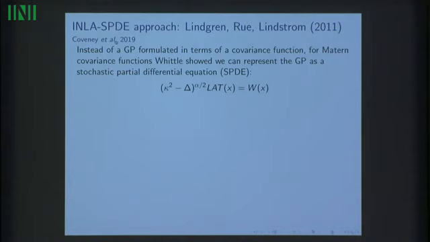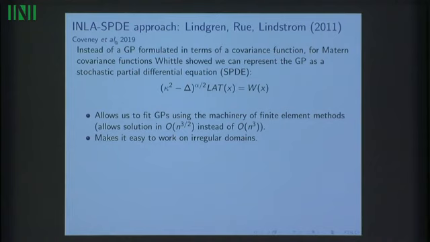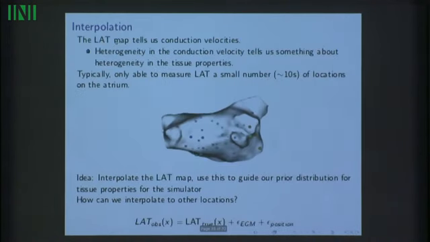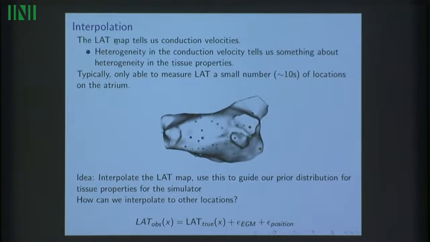Whittle showed that a Gaussian process with a particular type of covariance function can be represented as a stochastic partial differential equation. And once you've written it down as a stochastic partial differential equation, you can solve your Gaussian process calculations using the machinery of finite element methods. That has two advantages for us. It reduces the cost, but it also means that we can work on irregular domains. Instead of describing some kind of covariance function on this complex surface, what we have to do is solve a PDE on a mesh on the surface. It allows us to do Gaussian process type things on this mesh.